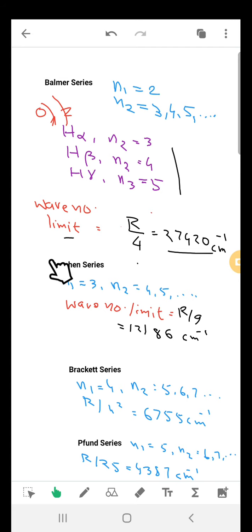Similarly, we can get the Paschen series for n1 equal to 3. Now the wave number limit becomes R by 3 square, that is R by 9. We have the Brackett series, and we have different series. So this was all about the hydrogen spectrum.